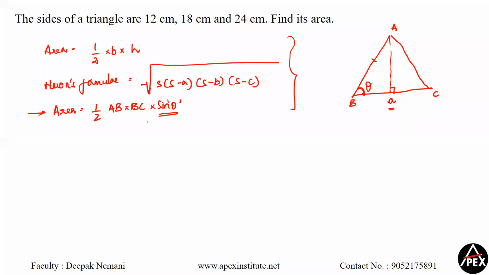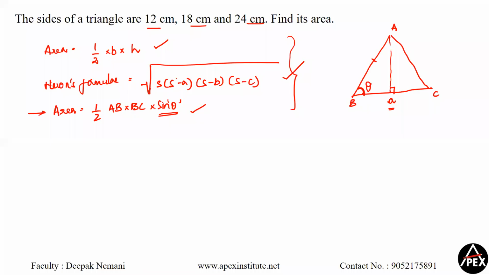Now, what are we given? You are given three sides of a triangle. So which formula will you use? If you are given base and height, I will use the first formula. If you are given the lengths of two sides and the angle between them, I will use the sine formula. Here we are given three sides of a triangle, so I will be using Heron's formula to solve this question.